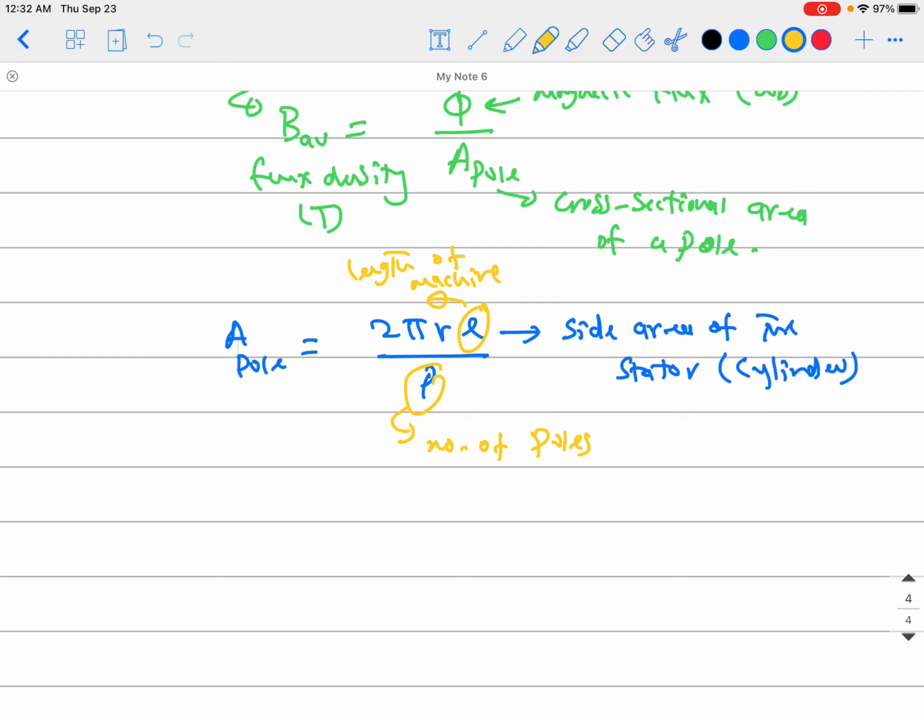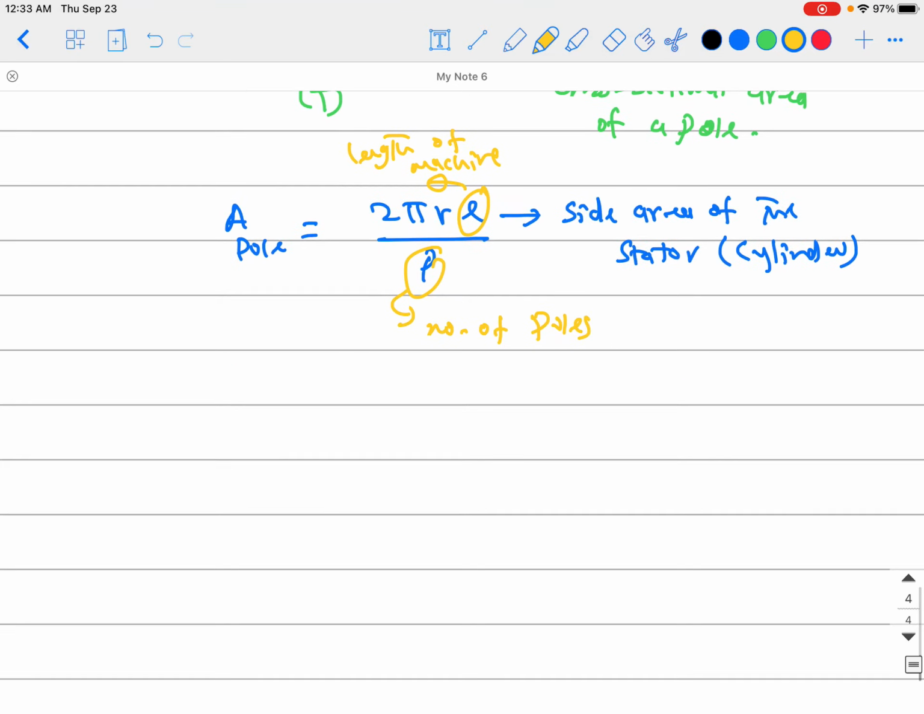The stator is your source of magnetic field. You get the side area of the whole stator and divide it by the number of poles. Now you get the cross-sectional area of a single pole, and you divide the total flux by this value, and you get the average flux density or volt.